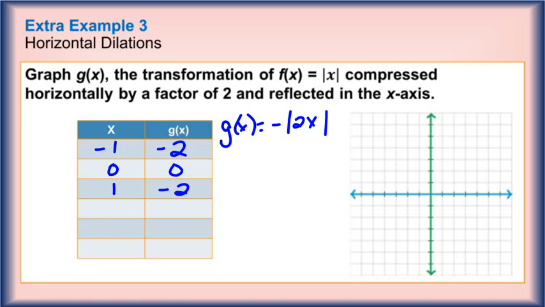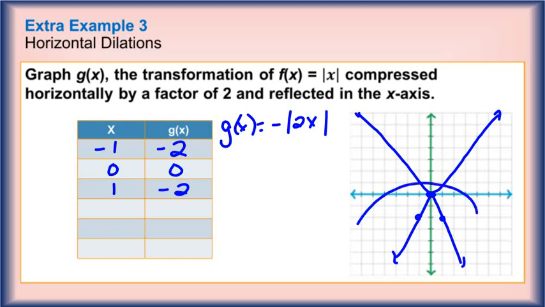So now if I plot these, I have a point at 0, 0. That's my vertex. -1, -2, and 1, -2. This one opens downward. The parent function would open this direction. Okay, so we are looking at this bottom part.